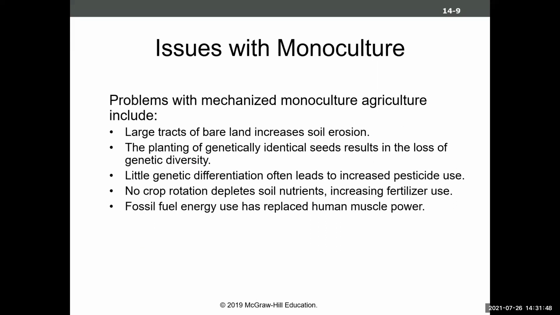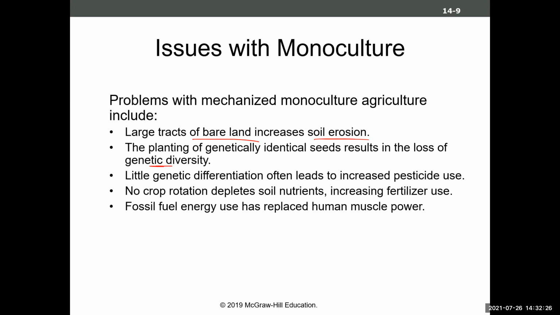And so now there are a couple of issues with monoculture, and we mentioned some of these when we were talking about the soil chapter. Basically, with mechanized mono ag, you have large tracts of bare land. And as you recall, that increases soil erosion. You also have that monoculture that is planting genetically identical seeds. You're only planting one crop, you're reducing genetic diversity in the crops. And so there's this overall loss of genetic diversity in these plants.